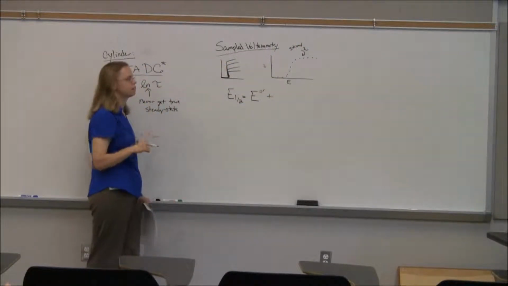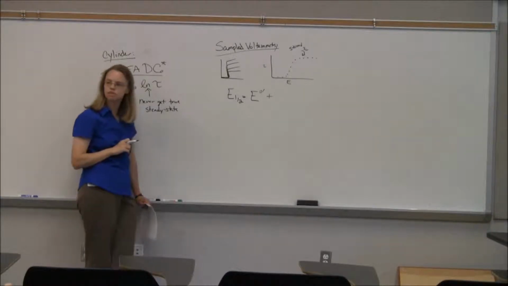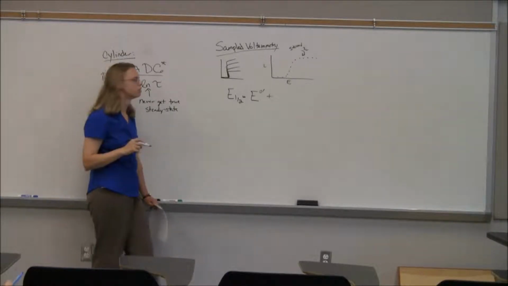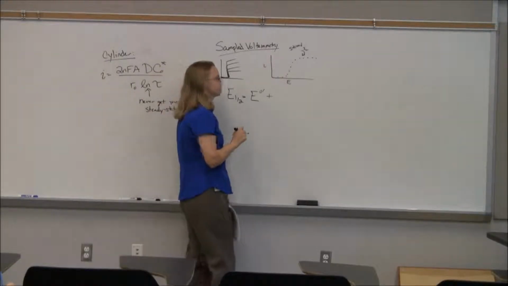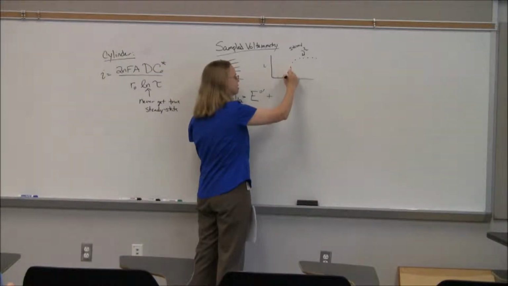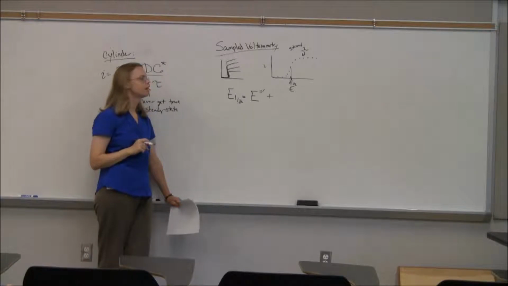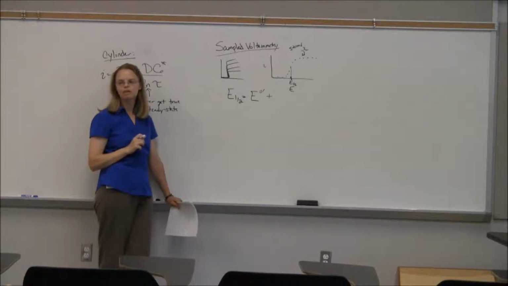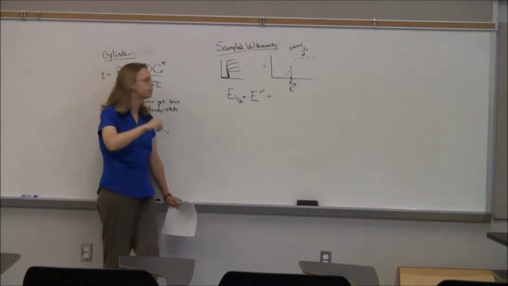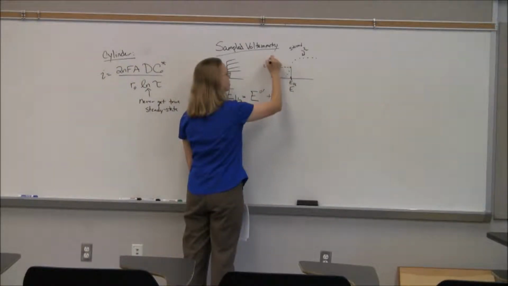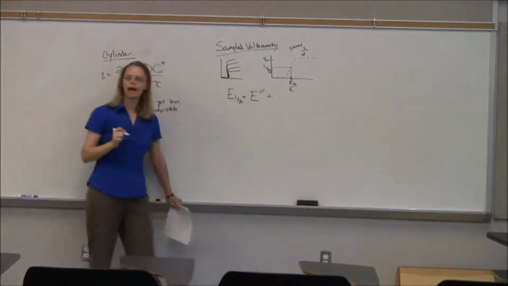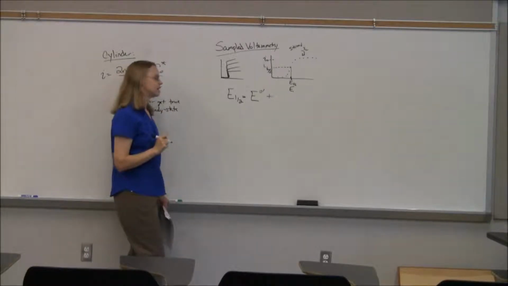We would get out something that looked like this for our I versus voltage curve. And from this, we haven't really talked about it too much yet. The parameter that people usually measure is called E 1/2. So E 1/2 is where you get half of the limiting current. If this is I sub L, the limiting current, this is I sub L over 2. So when I hit half the limiting current, that's E 1/2. We haven't really dealt with E 1/2.